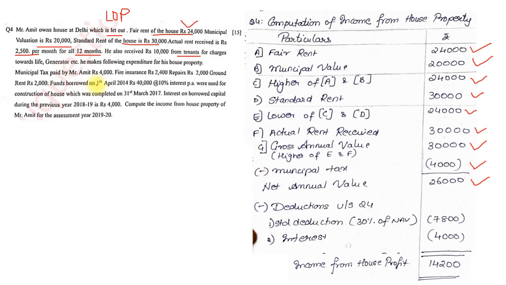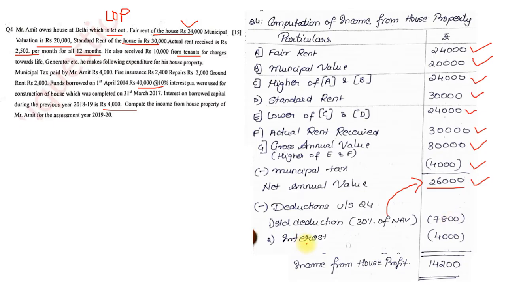We ignore it. Funds borrowed were 40,000 at the rate of 10% and were used for construction, and the interest on the borrowed capital during the previous year came to 4,000. So 10% of 40,000 is 4,000; they've already calculated and given you that. So that is the interest that will come later on. Now once you get to NAV, from that we less deduction under section 24. First is the standard deduction, that is 30% of NAV. So 30% of 26,000 comes to 7,800.